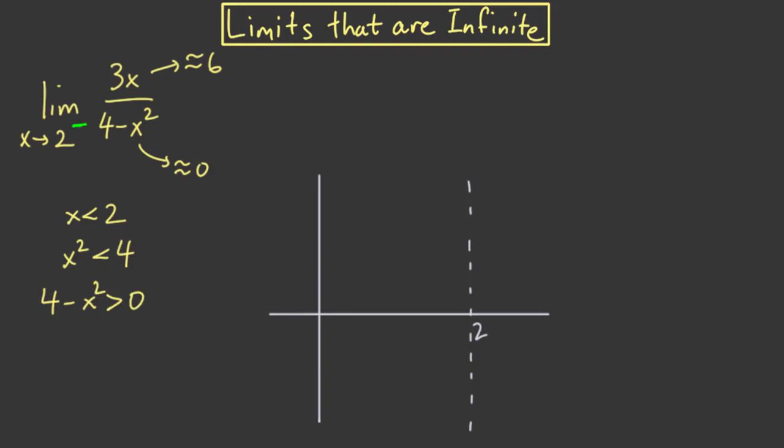So we've got a numerator that's close to 6 divided by a denominator which is getting really close to 0 but positive. So these quotients then are going to be really large and positive. So our limit from the left is blowing up towards plus infinity. And the graph just to the left of 2 will look something like this.